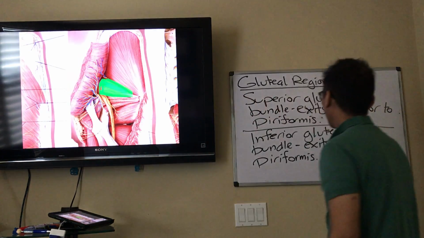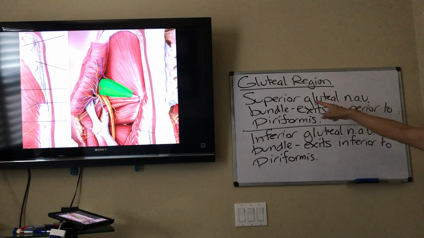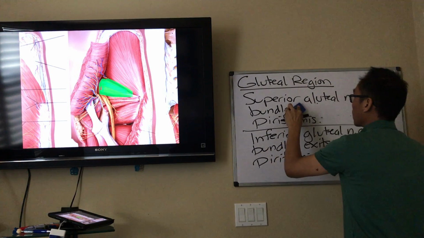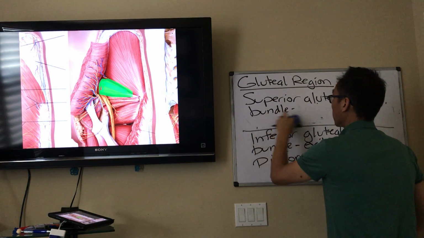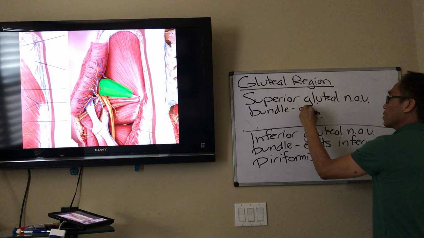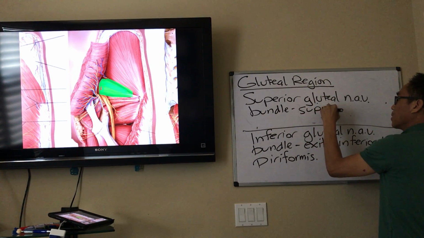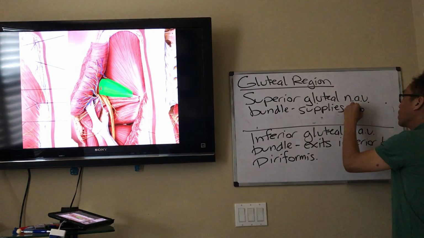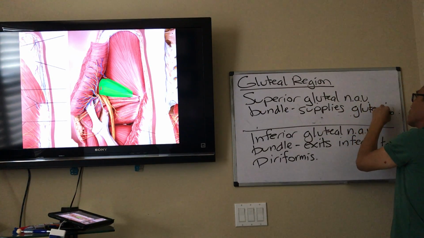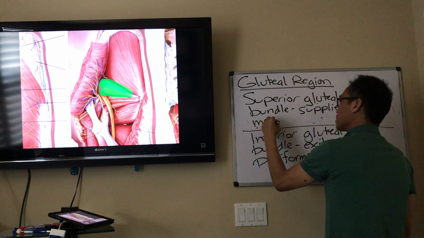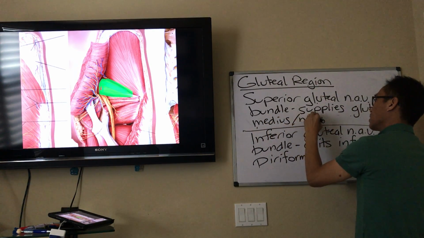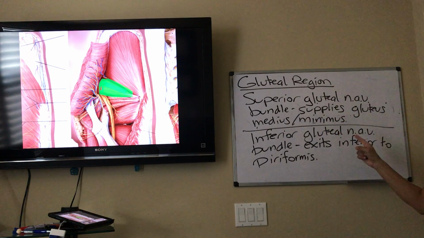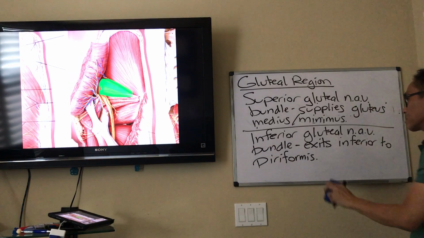So to clarify, got these notes here. So this bundle, I'll erase this sentence here. I'll say supplies gluteus medius, gluteus minimus. Gluteus medius and minimus. Okay, those muscles. The inferior bundle supplies gluteus maximus.